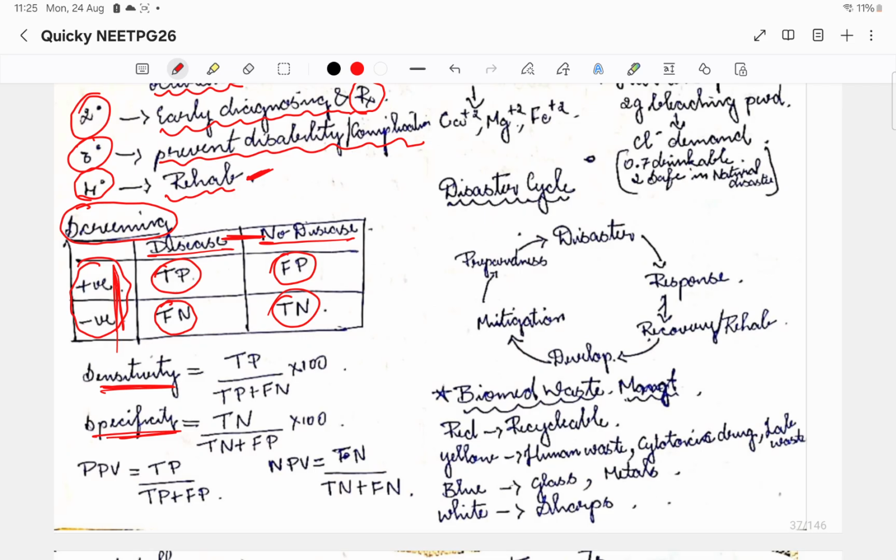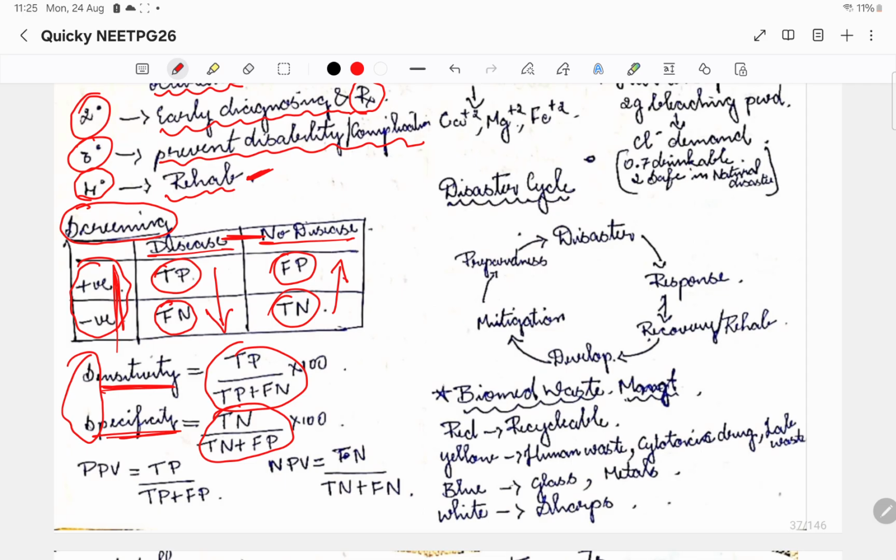So now coming to the specifics of calculation. Sensitivity is true positive divided by true positive plus false negative, and specificity is true negative divided by true negative plus false positive. Okay, so please remember sensitivity and specificity, right? So remember this here. This is how we are calculating.